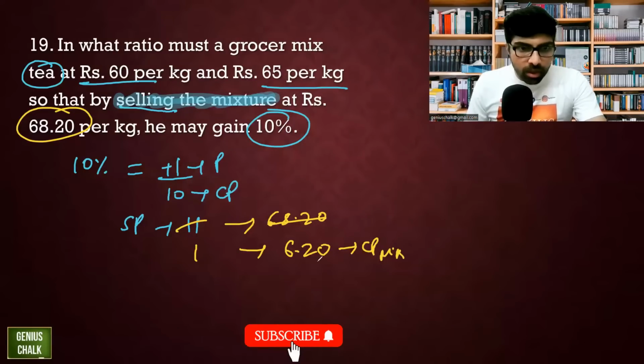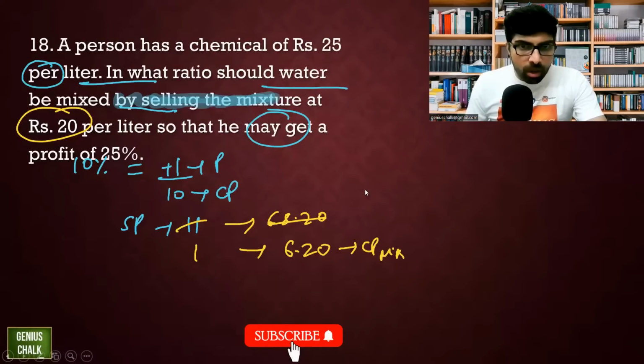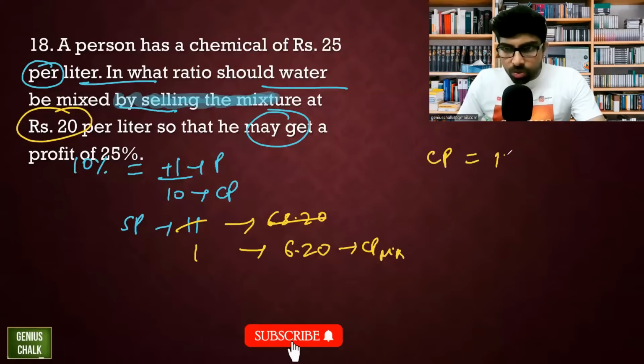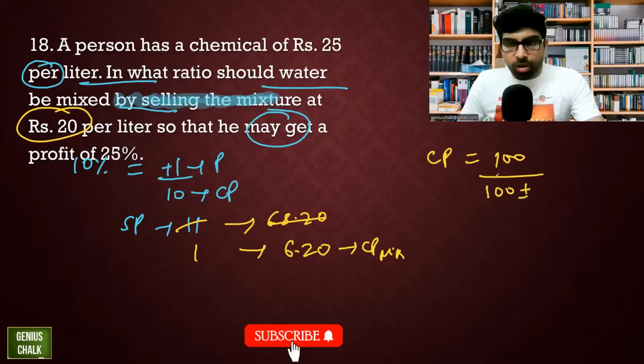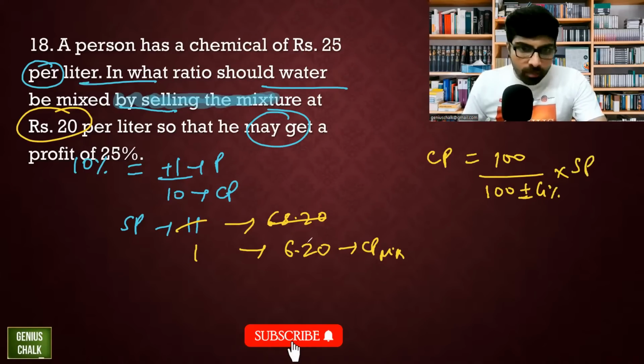Now, if you're not comfortable in this method, you can apply the formula. In this question also, you can apply the formula. I'm writing the formula here. Cost price is equal to 100 upon 100 plus or minus gain percent into selling price. It's a basic formula of profit and loss. If you have not studied profit and loss so far, I will cover that also very soon. This is the basic formula for finding the cost price in the profit and loss chapter.